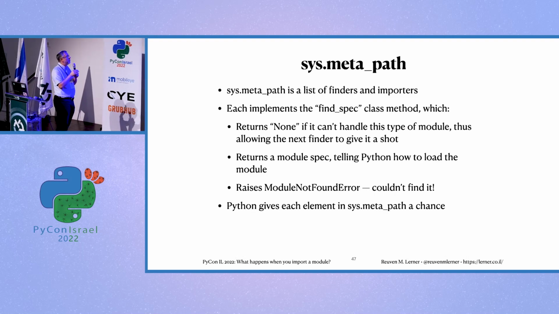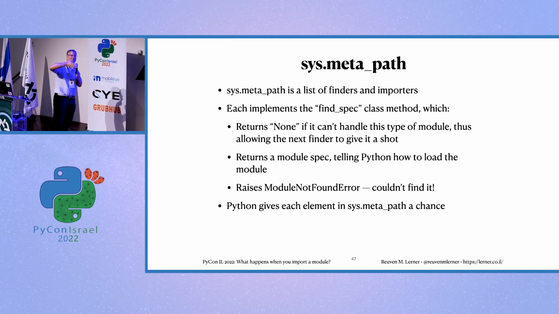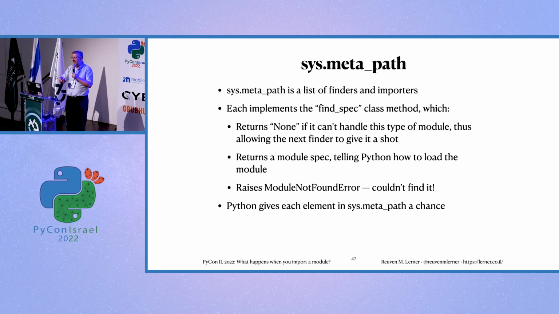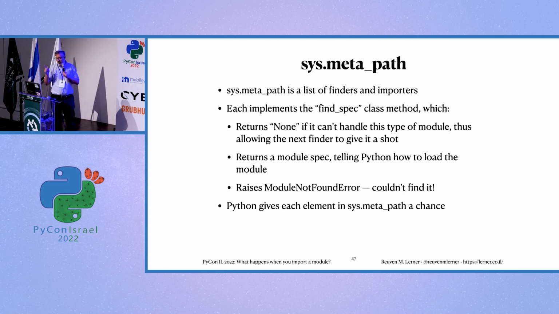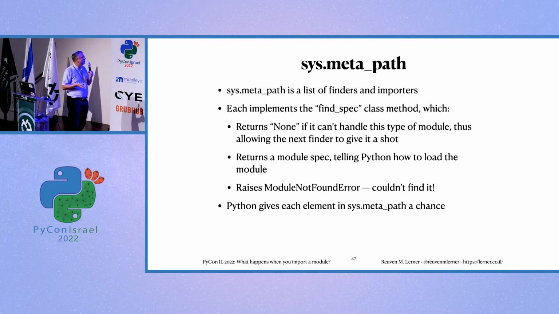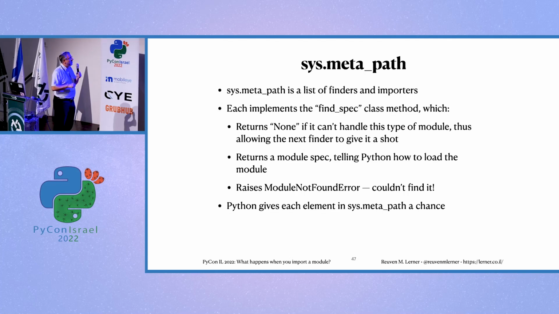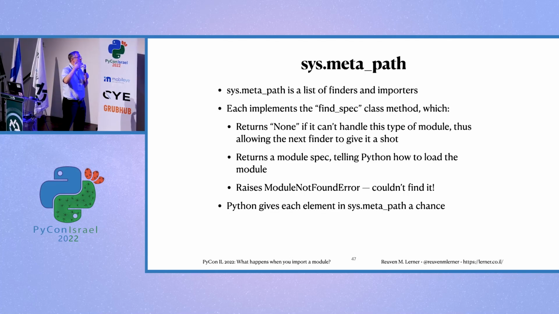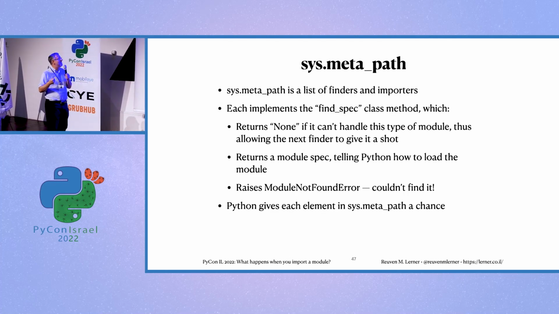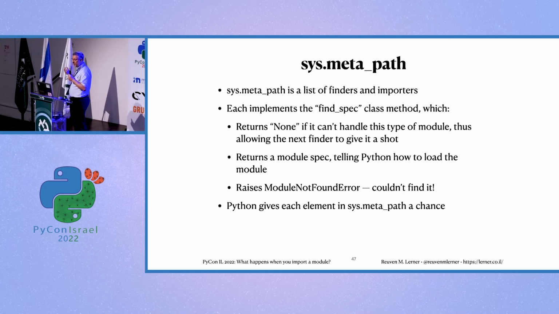So what we're going to do is go to each of our finders and importers one at a time in our sys.meta_path and say, can you find this module? And can you find this module? Each one of them in turn is going to get a chance. It returns None if it cannot handle this type of module or can't find it. It returns a module spec, that's the ideal, which tells Python how to load the module, or it raises ModuleNotFoundError, it couldn't find it at all. So we are going to go through this sys.meta_path one by one, giving these different kinds of finders a chance to load our module.